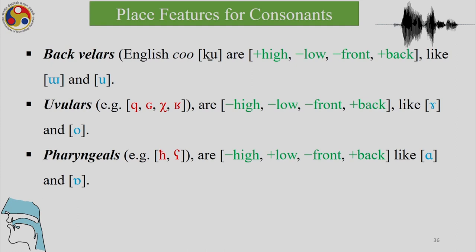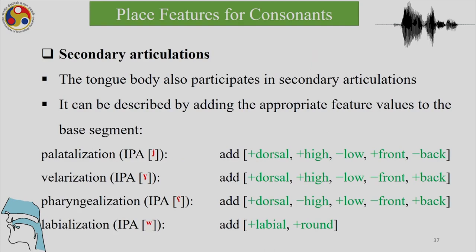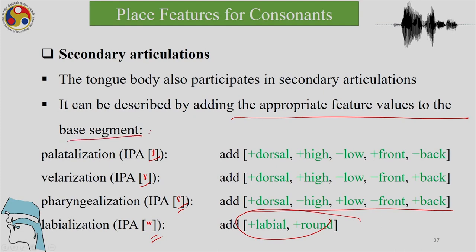And uvulars, which are not there in English at all, have their special symbols. Then we have the pharyngeals, which we studied when we looked at linguistic diversity. These are the two symbols for the pharyngeals. Secondary articulations are shown with a superscript, like the pharyngeal sound or the labialized sound. Additionally, these are the features that they have because of the additional secondary articulation, and the appropriate feature values are added to the base segment. So that's how secondary articulations are represented in the phonology.